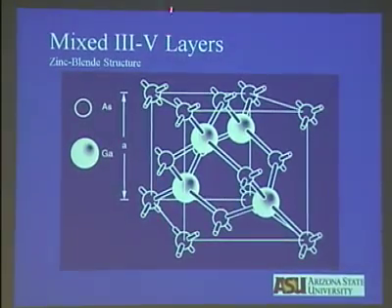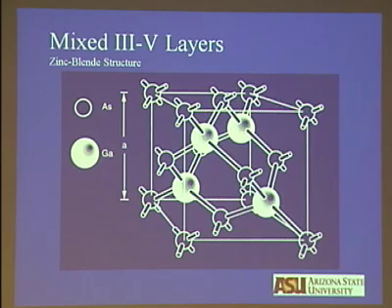Now, as an introduction, most of you have seen these structures. The mixed 3-5 layers crystallize in the zinc blende structure, which consists of two interpenetrating face-centered cubics. Group 3 atoms reside on one sublattice, and the group 5 atoms reside on the second sublattice. These two sublattices are displaced from each other by quarter 111 in the 111 direction. So this is the structure.